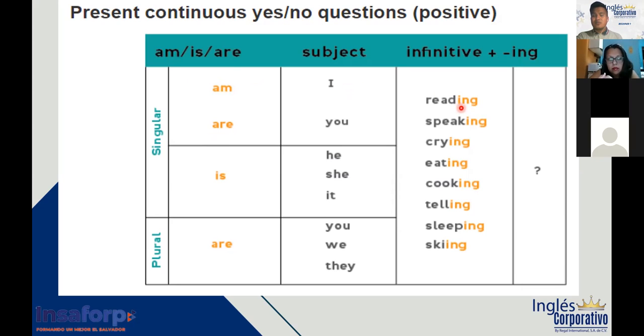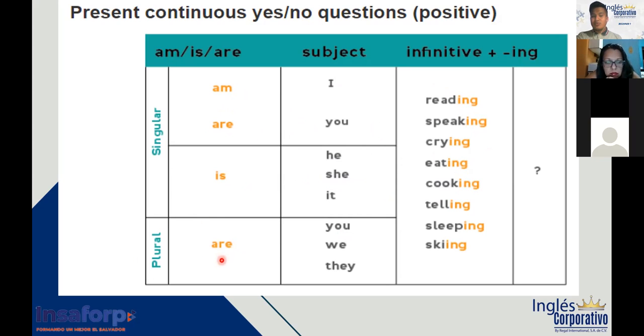Am I reading? This one, este lo podemos decir, we can pronounce it in two ways. Lo podemos pronunciar de dos formas. Number one, am I, despacio, or I can say, am I. So both of them are correct. It will depend on you. You will decide which one you are going to use, okay? So: Am I reading? Are you speaking? Is he crying? Is she eating? Is it cooking?